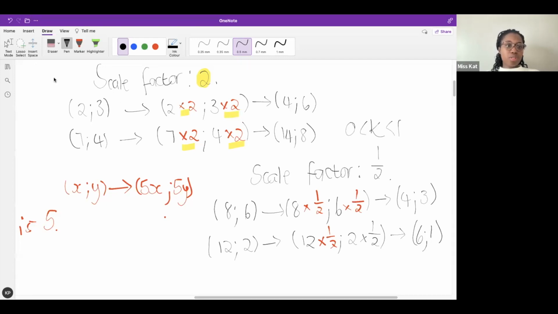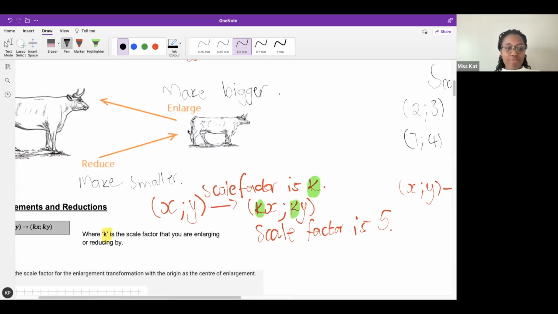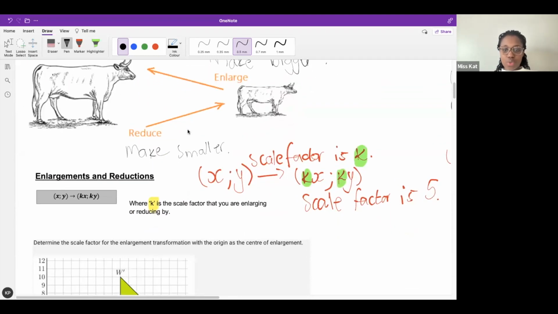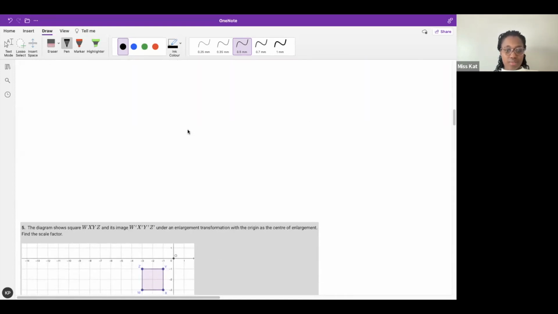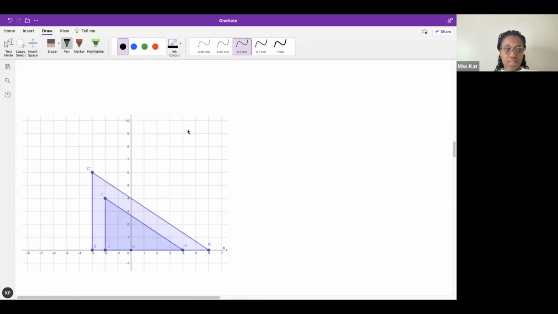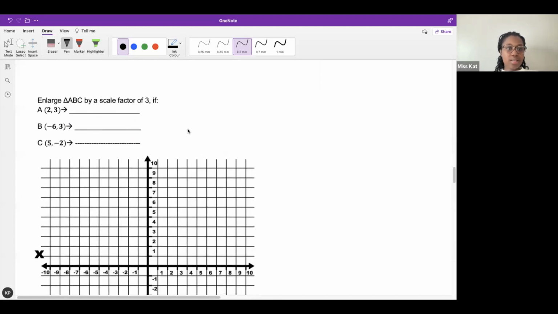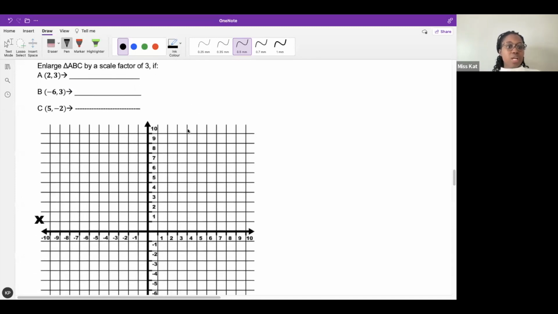I think we should do a few examples with the scale factor being given to us before we have to figure out the scale factor. Okay, here we have to figure out the scale factor. Oof, and this one. And here. Triangle ABC is enlarged by a scale factor of 3. Let us figure out what the new coordinates are, and you guys are going to help me.